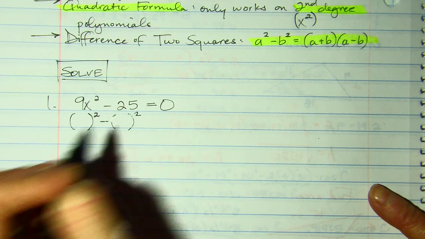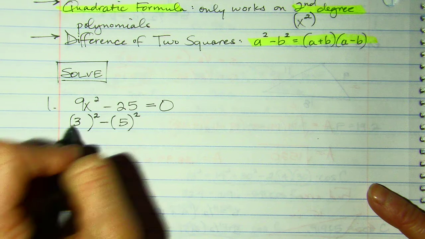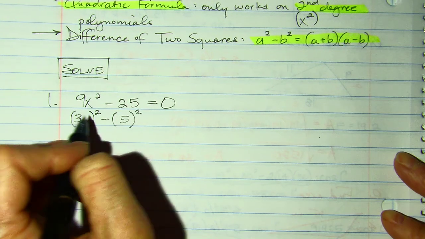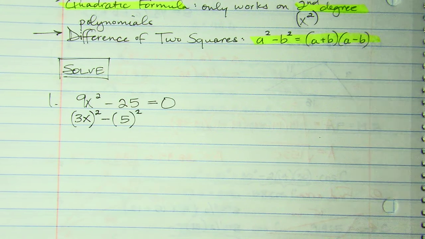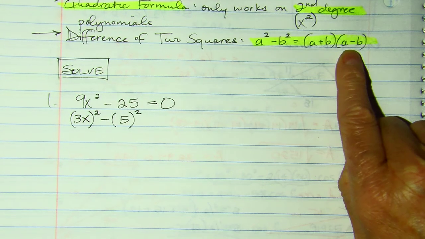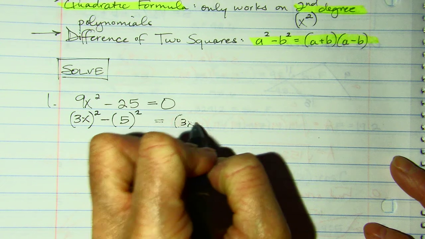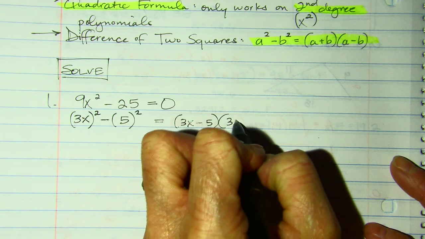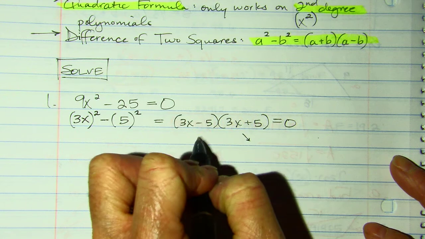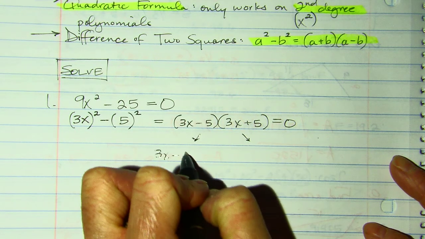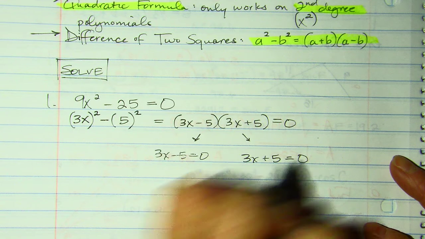So the 25 is easy, right? 5 squared. And 9 is pretty easy. That's 3. But I need x squared, so it would be 3x. So the pattern says that one of my factors will have a plus sign and one will have a minus sign. So my factors would be 3x minus 5, 3x plus 5, set that equal to 0. And then I'm going to solve each. So 3x minus 5 equals 0, 3x plus 5 equals 0.